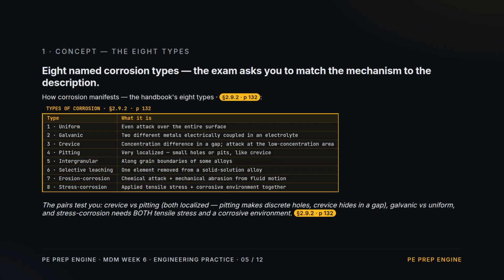Concept 4. The 8 types. The handbook names 8, and the exam asks you to match a description to the right one. Uniform eats the whole surface evenly. Galvanic is the 2 metal couple. Crevice hides in a gap where a concentration difference builds. Pitting is its localized cousin, drilling discrete little holes. Intergranular follows grain boundaries. Selective leaching pulls one element out of an alloy. Erosion corrosion combines chemical attack with mechanical abrasion from flow. And stress corrosion needs a tensile stress and a corrosive environment acting together. Either one alone will not do it.